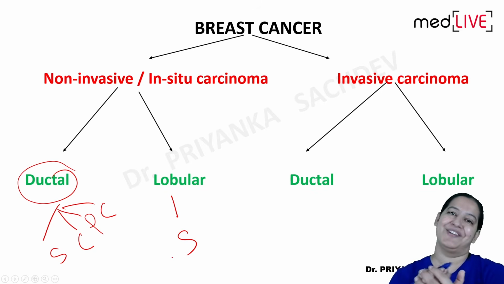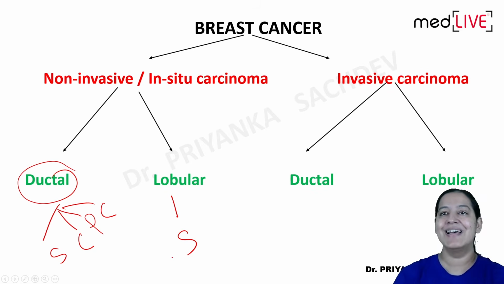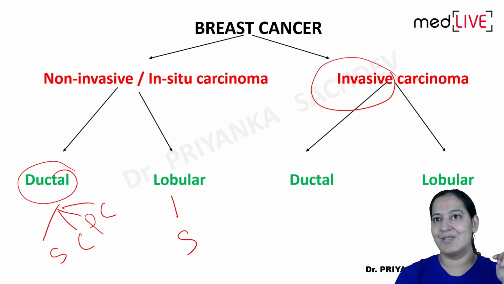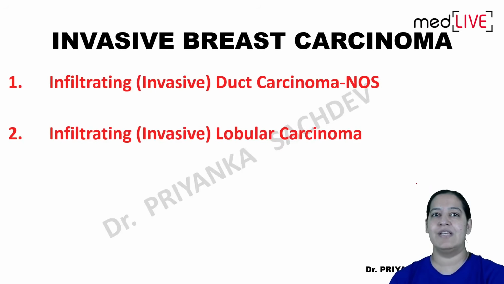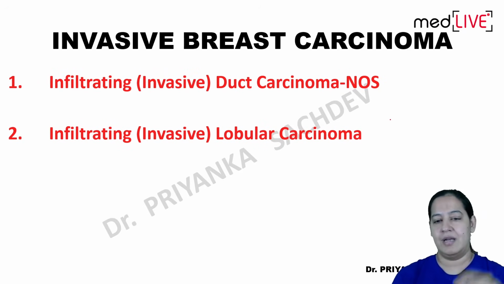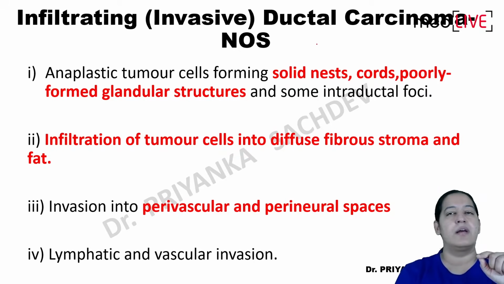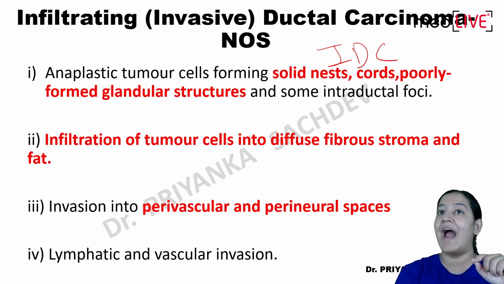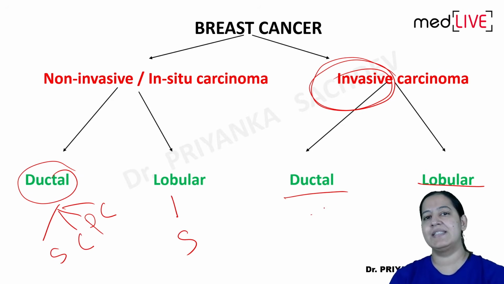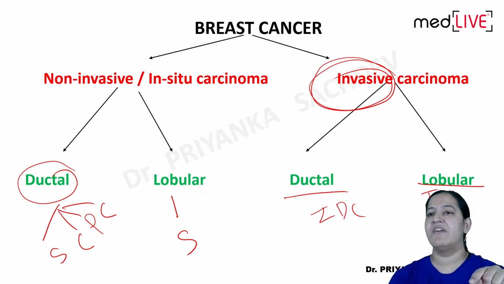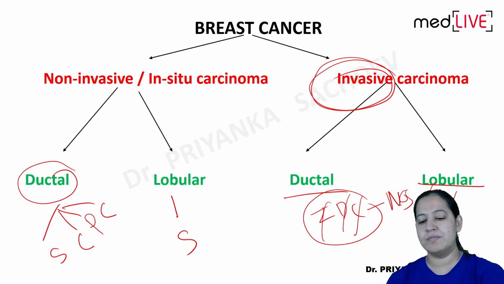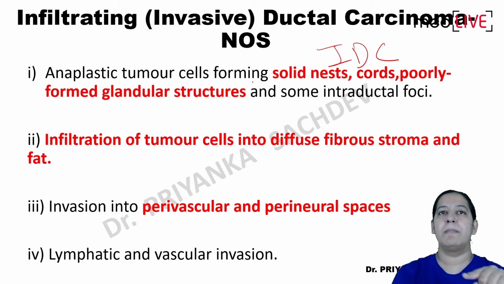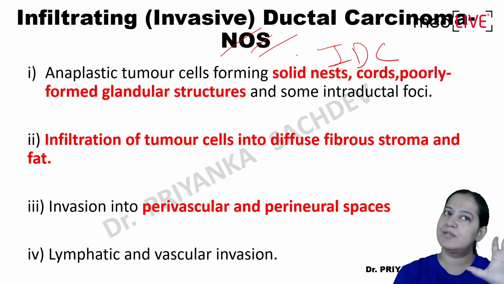Coming on invasive carcinomas. I hope you are enjoying, liking it. Yes, I'm simplifying it as much as I can. So invasive carcinomas, again 2 types, ductal and lobular. Let me talk about ductal first. Invasive ductal carcinoma, IDC. So I will talk about IDC and ILC. First, I will talk about IDC, then invasive lobular carcinoma. IDC is known as IDC NOS. NOS means not otherwise specified. It is known as simple IDC.